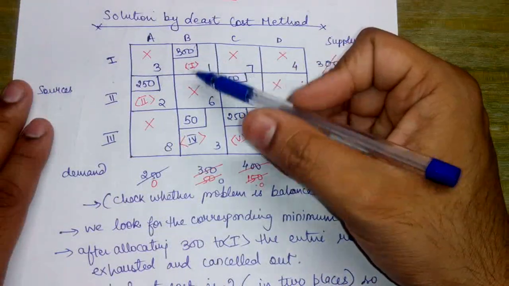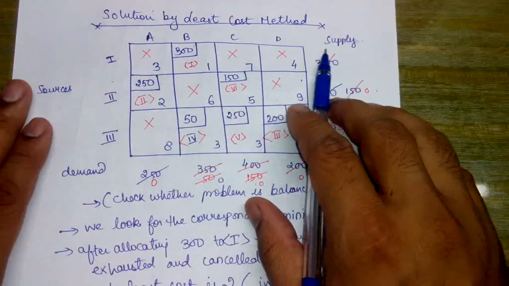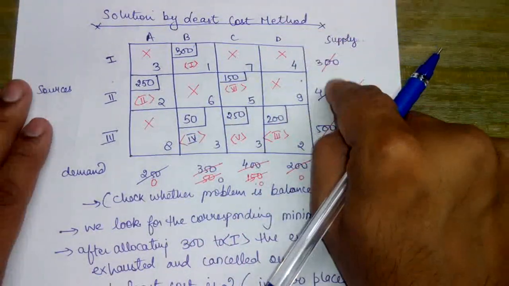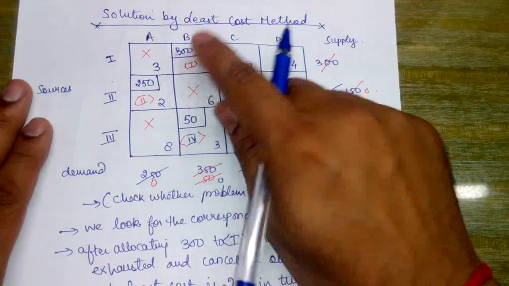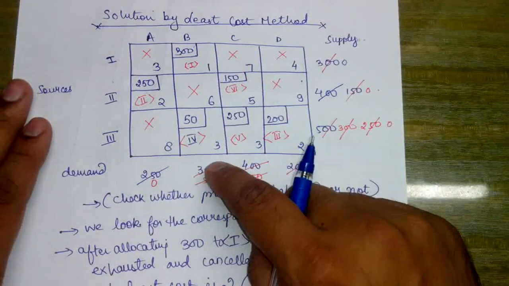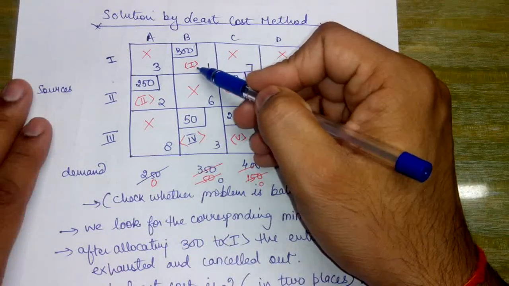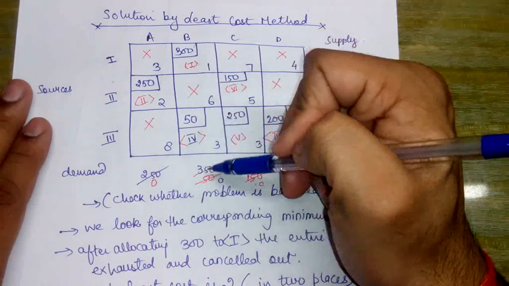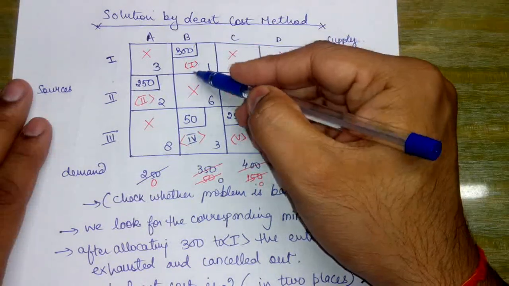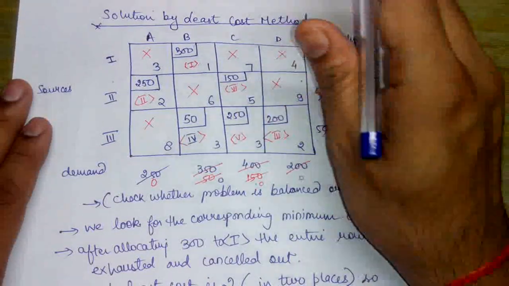So for this particular cell, the demand was 350, but the supply was only 300. So we allocated the minimum, that is the 300, to this cell. So this becomes 0, and 350 minus 300 becomes 50. Now when this particular cell has been exhausted, we see that here is 0. So this entire column becomes 0.